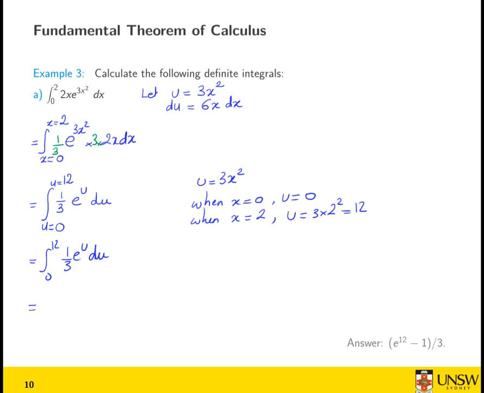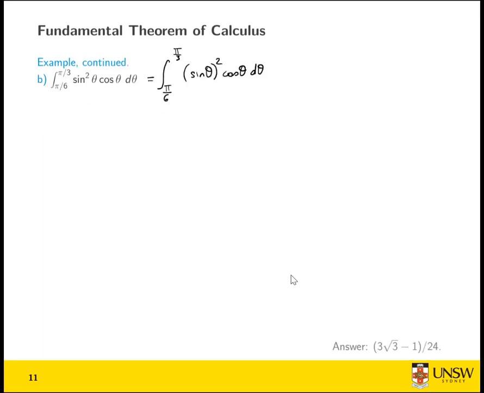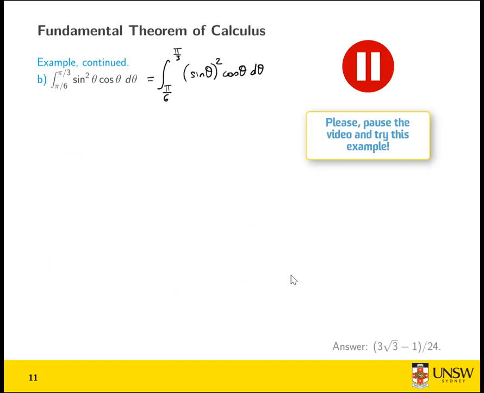Now we can just use the fundamental theorem of calculus, find an antiderivative of the exponential function, well that's easy, and then sub in the endpoints. And we get exponential of 12 minus 1 on 3. Let's do one more example. The method is exactly identical to the one in the previous exercise, so you may want to pause the video and try it by yourself.